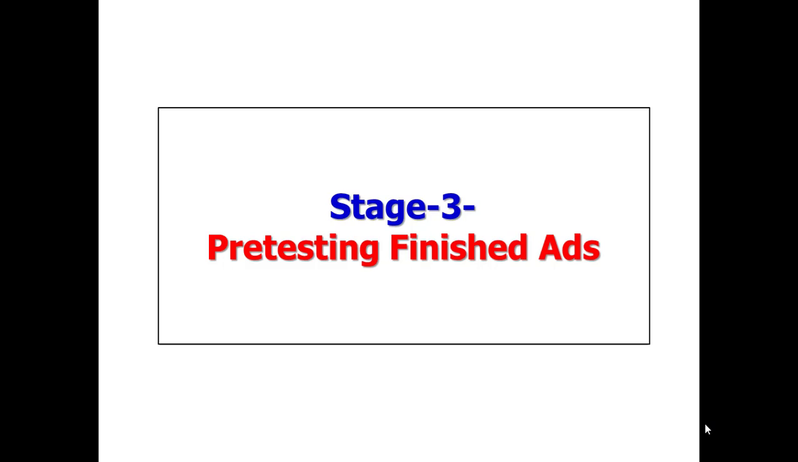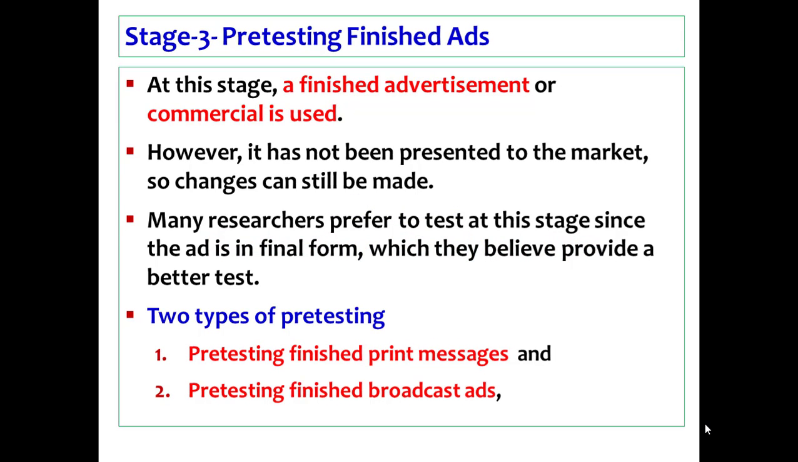Okay. The third stage is pre-testing finished ads. Now the advertisement is promoted or graduated to pre-testing finished ads. Now it becomes a finished ad. It's not a rough art or a pre-finished copy of a commercial. Rather, now it's like a finished ad. But this research or testing is undertaken before the advertisement is circulated to the society. So at this stage, the finished advertisement or commercial is used.